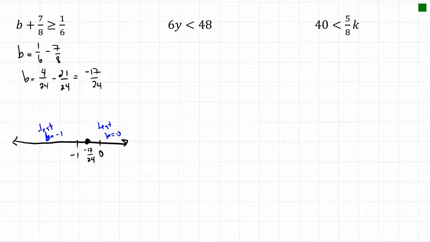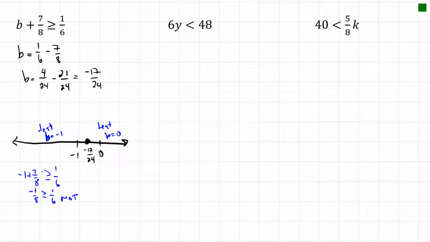When it's -1, I have -1 plus 7/8. Is that greater than or equal to 1/6? Well, -1 plus 7/8 is -1/8. Is that greater than 1/6? Definitely not. So that means we do not shade to the left of our critical point.